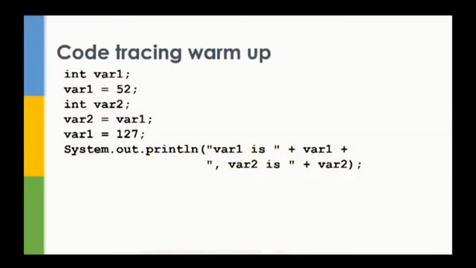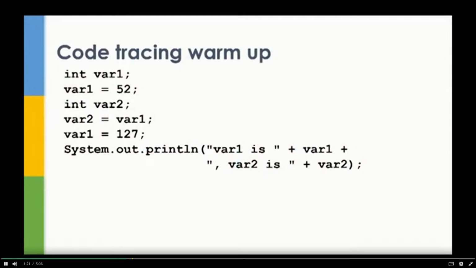So, to warm us up, let's look at this piece of code, and what I'd like you to do is just trace through this code and tell me what are the values of the variables var1 and var2 at the end of this code. In other words, what does this code print?